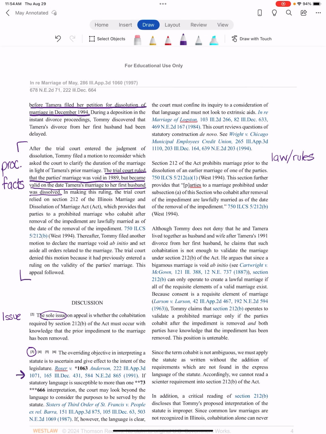Oh, you know what I found in this paragraph? I found a little rule hiding out. It's actually a piece of the statute. So I'm going to label that separately as a rule. There we go. It's actually section 212 of the Illinois Marriage and Dissolution of Marriage Act: parties to a prohibited marriage who cohabit after the impediment is removed are married as of the date the impediment was removed. That's going to be an important rule.